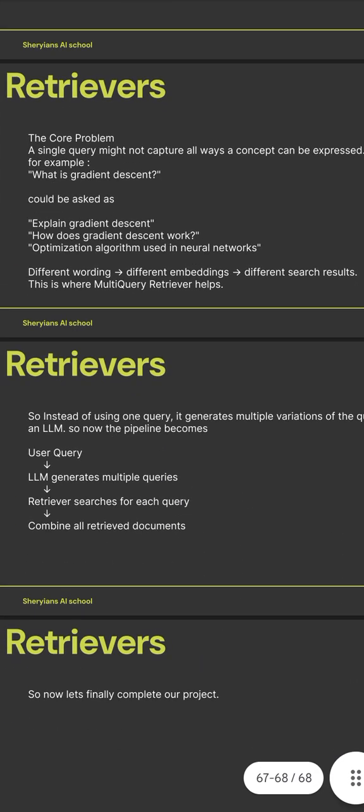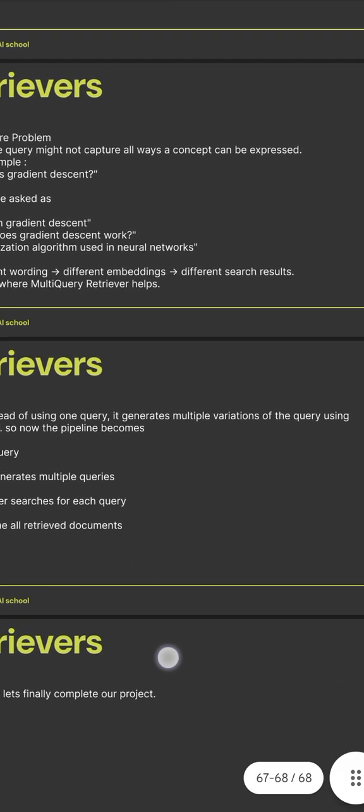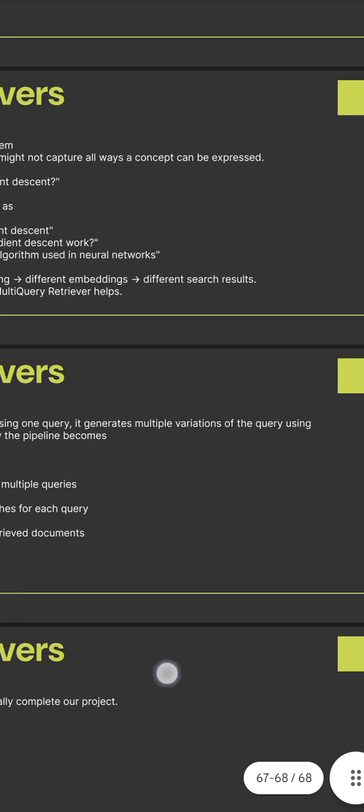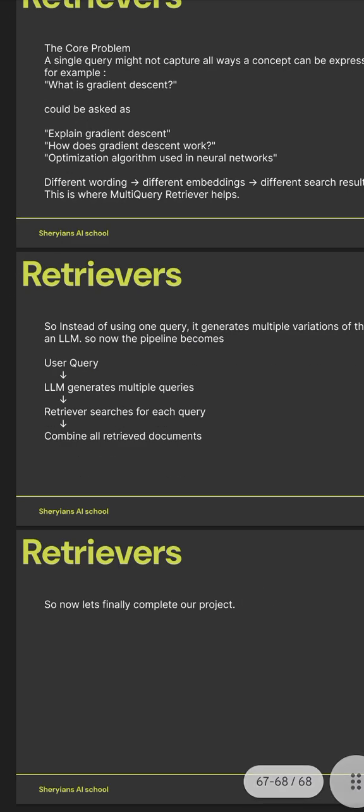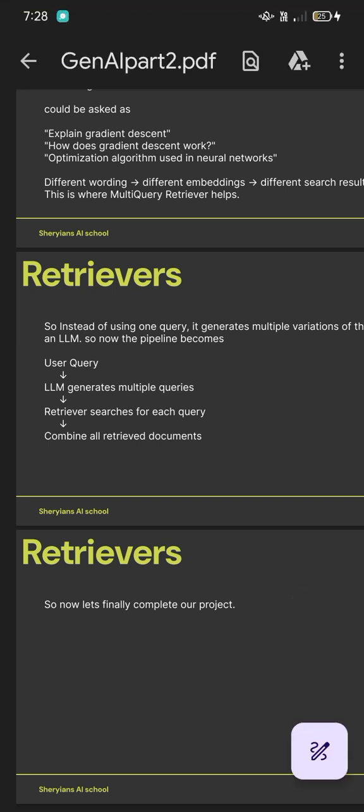Instead of using one query, it generates multiple variations of the query using an LLM. So now the pipeline becomes: user query, the LLM generates multiple queries, it retrieves for each query, and combines all relevant documents. So now we have finally completed our project. So guys, that's it, finished.